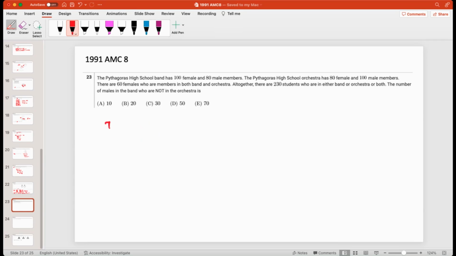So first I'll find females who are in either band or orchestra, so it will not have double counting. That's what I mean. Initially we have 100 females here, then 80 females here. So 100 in band, then 80 in orchestra. Now 60 in both, so I'm going to reduce the 60 here so that I don't get double counting. So this is going to give me 120.